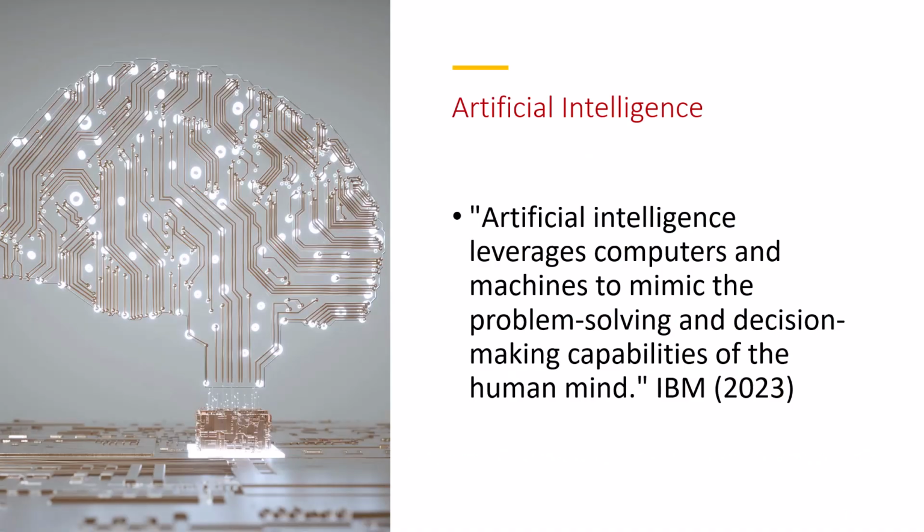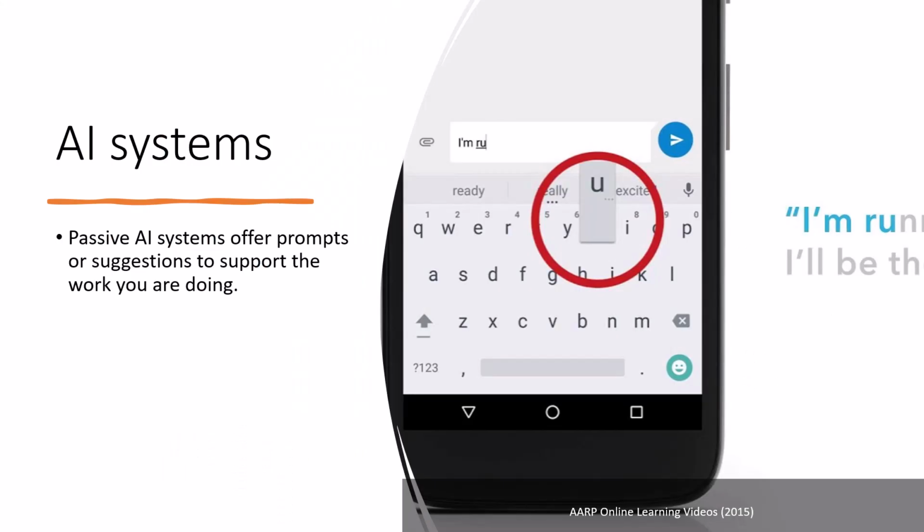So let's start by having an introduction to artificial intelligence. Artificial intelligence basically leverages computers and machines to mimic problem-solving and decision-making capabilities of the human mind. So AI are systems and processes that are in plenty of computer programs and software, and they tend to be pretty passive in the support that they offer to the humans using those tools.